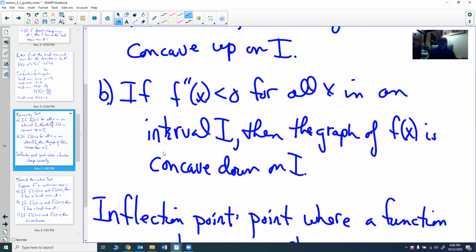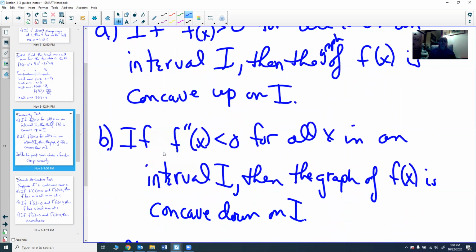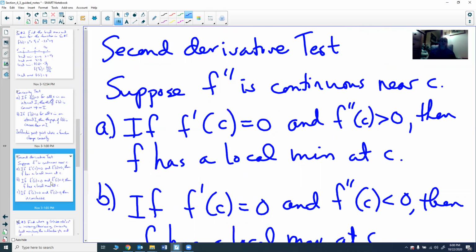So one of the uses of the second derivative is to tell you where we're concave up and down. There's another use of the second derivative. It also can tell you where your local max and mins are. This is known as the second derivative test because it uses the second derivative. So suppose the second derivative is continuous near some point C, and if f prime of C equals 0, in other words, it's a critical point. If f prime of C equals 0 and f double prime of C is greater than 0, then f has a local min at C.